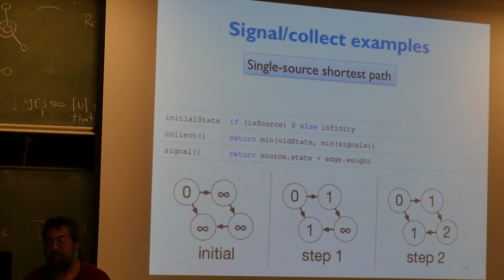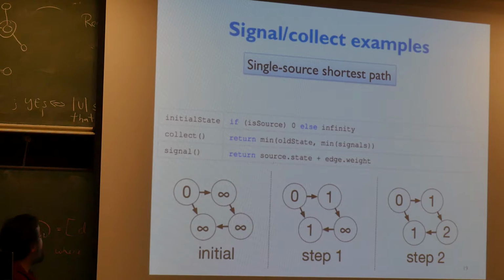But here are some examples. So this is single source shortest path, right? You start off and you initialize everything. If you're the source state, the distance to you is 0. Otherwise, it's infinity. When you collect, you basically take the minimum of the signals coming in. Those are in a list, and also the old state. And that's what you make your new state.